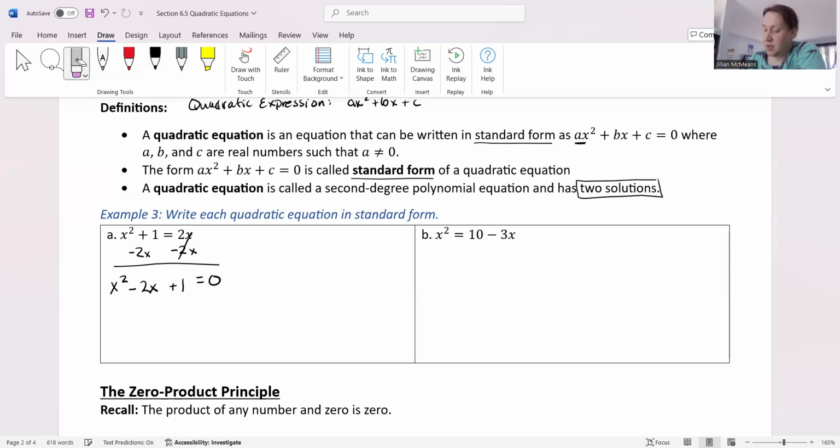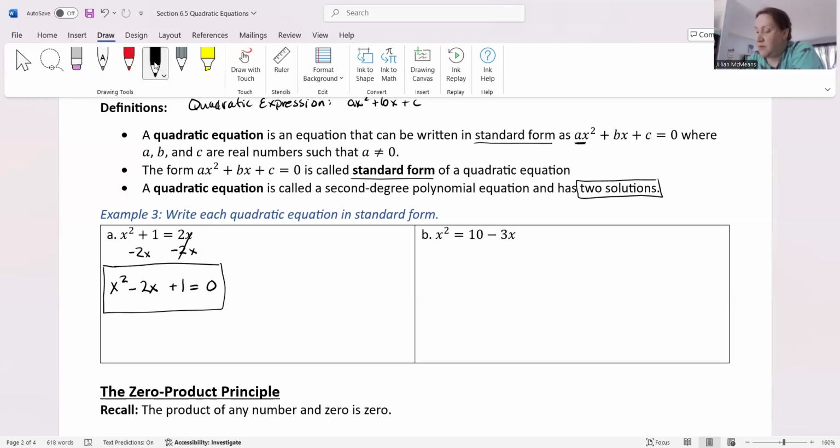Let me move my equals 0 down a little bit. Looks kind of dumb. So this right here, this is putting that equation in standard form. These two equations are identical to each other. One is in standard form, one is not, okay?